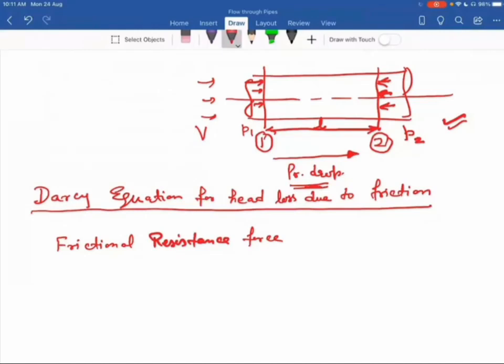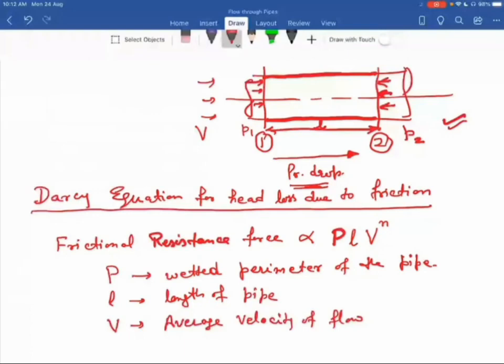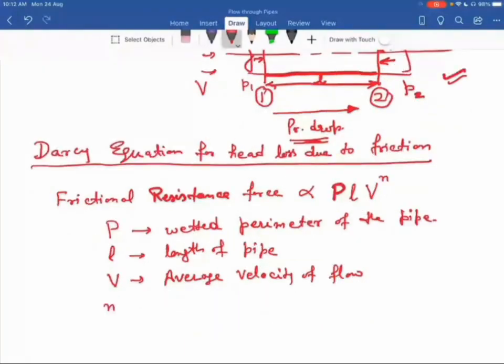On the basis of experiment, we see that this force is proportional to capital P, proportional to L, and proportional to V raised to power N. Here P is the wetted perimeter of the pipe. Wetted perimeter means the perimeter of the pipe which is in contact with the liquid or fluid. L is the length of the pipe, and V is the average velocity of flow, that is, the uniform velocity across the section. And N is called the index, having some numeric value.